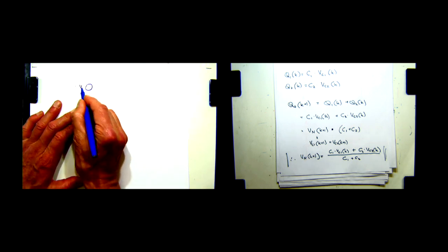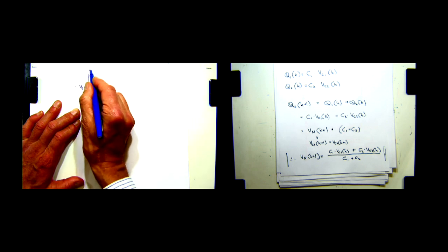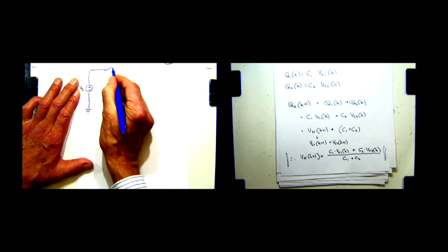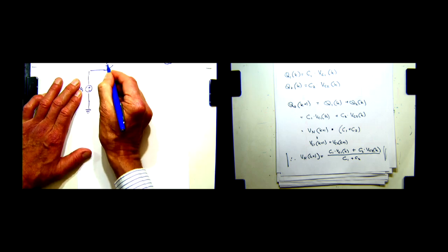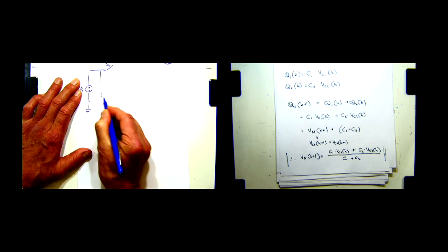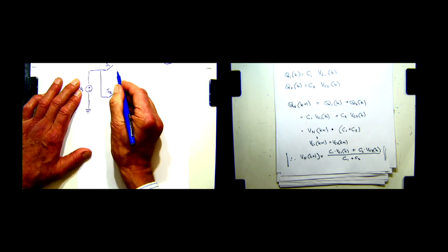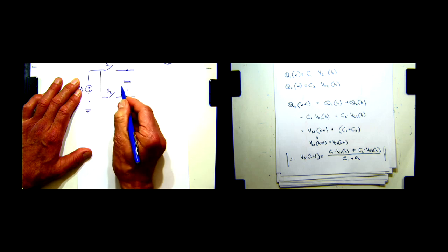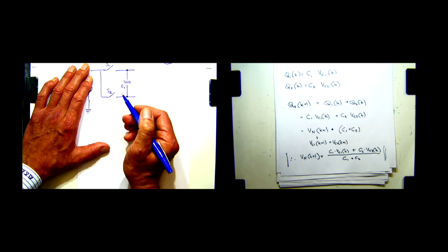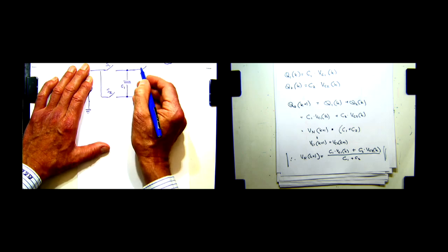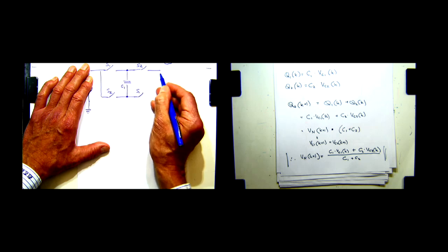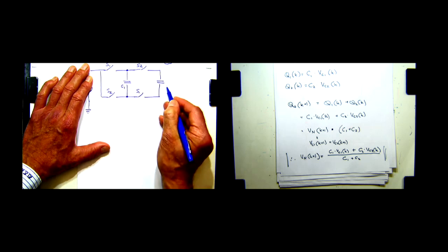Let's say we have a source Vs plus minus, and let's connect this to switch S1, and also switch S2. And then we have a capacitor C1 here. And then we connect to another switch S2 and another switch S1 here. And we put yet another capacitor here. Okay, C2. So why do I call these switches S1 and S2?